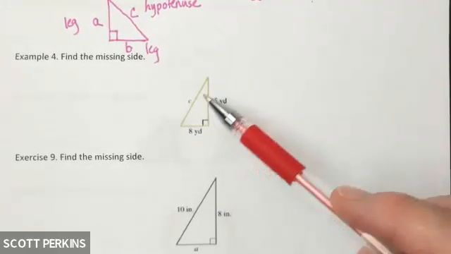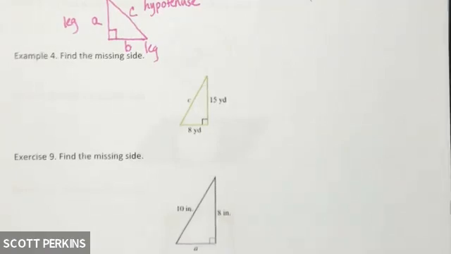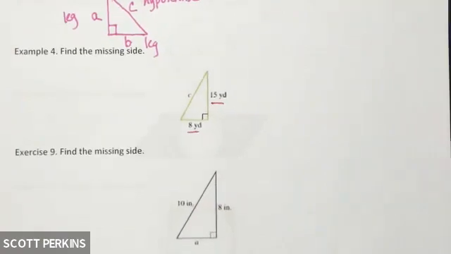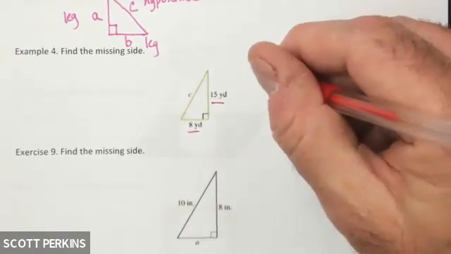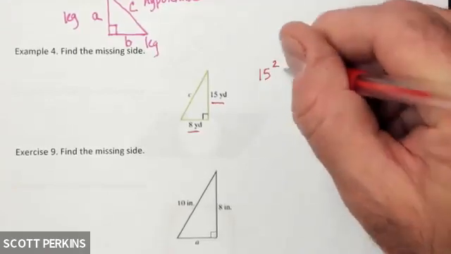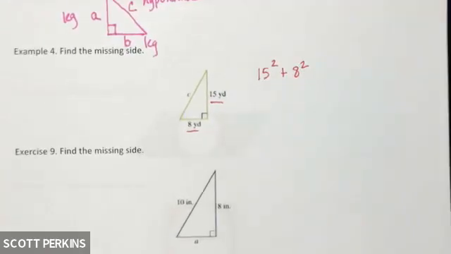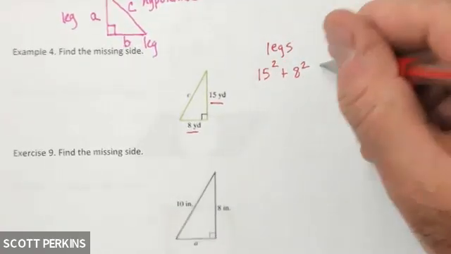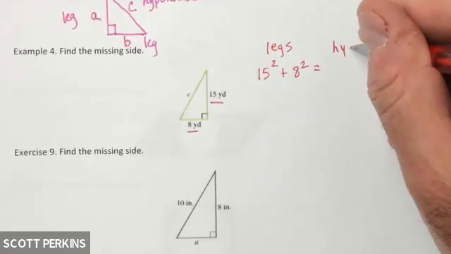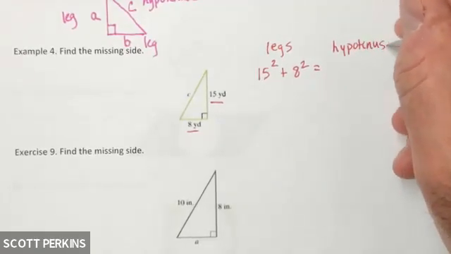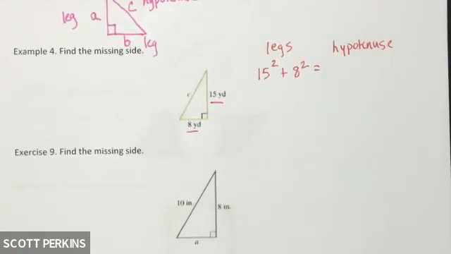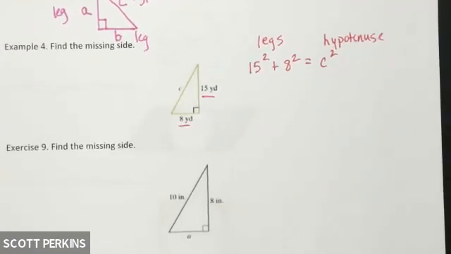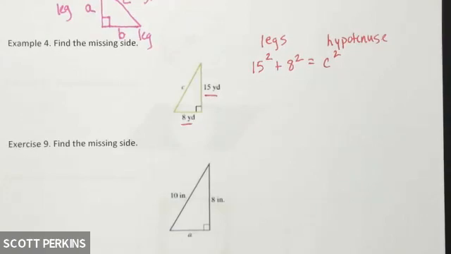So on my triangle right here, which sides are the legs? I'm just going to underline them. The 15 and the 8 are the legs. Those are the ones I'm going to square and add together. So I'm going to write, it doesn't matter what order, 15 squared plus 8 squared. You always take your legs, square them and add them together. And then that's always going to be equal to the hypotenuse squared. In this case, that's the one we don't know, so I'm just going to write the letter C. You can use whatever letter you want.